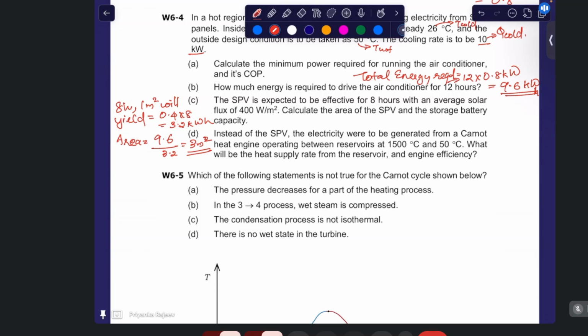Now, instead of the SPV, the electricity were to be generated from a Carnot heat engine operating between reservoirs 1500 degrees centigrade and 50 degrees centigrade. What will be the heat supply rate from the reservoir and the engine efficiency? Okay, now temperatures are given, TH and TL. TH equals 1500 plus 273 is 1773 Kelvin, and TL equals 50 degrees, that is 273 plus 50 is 323 Kelvin.